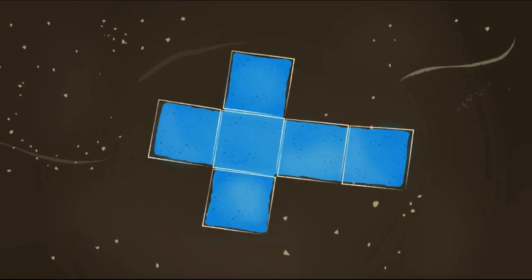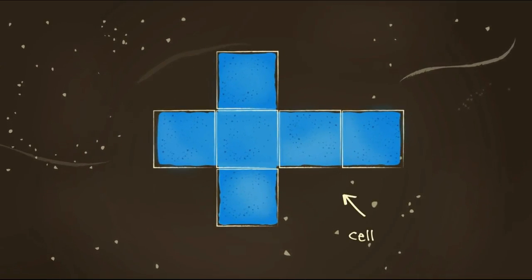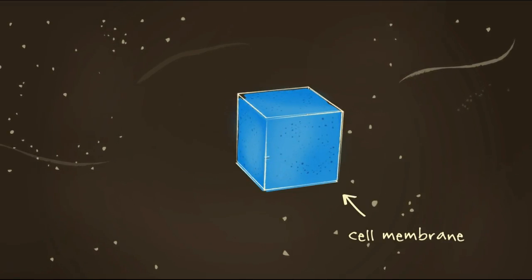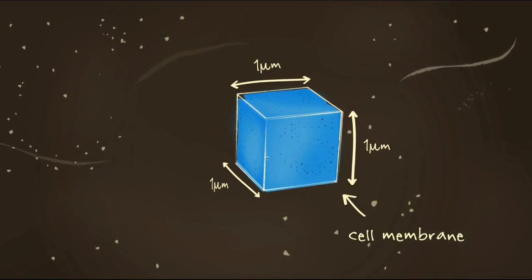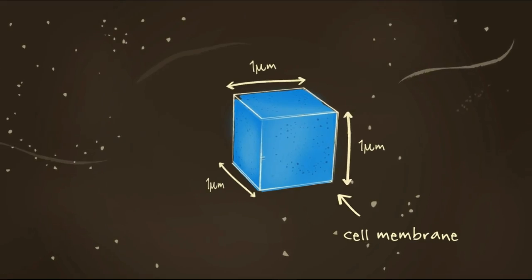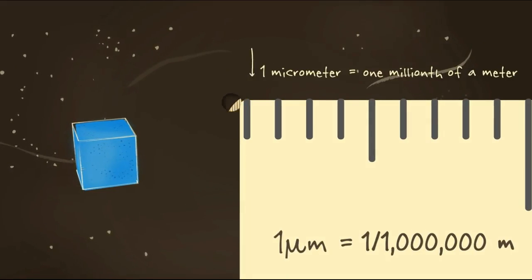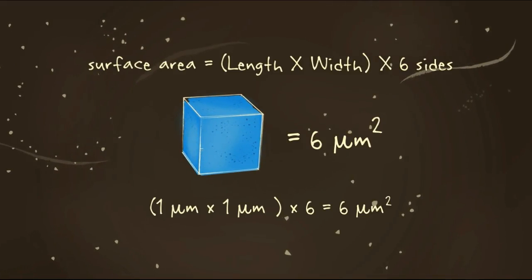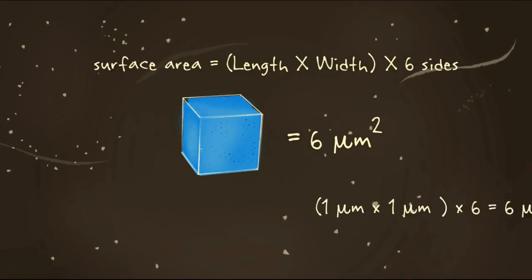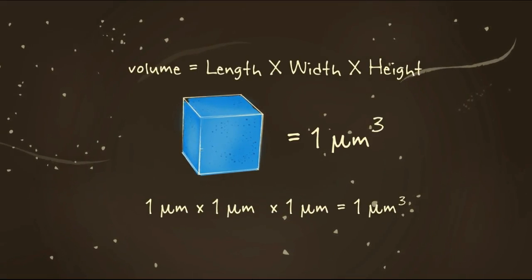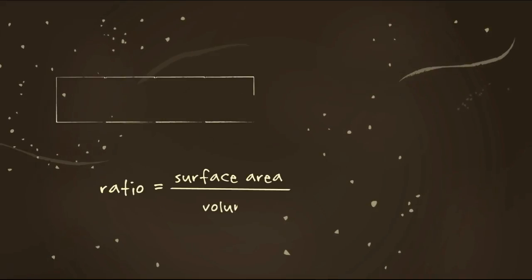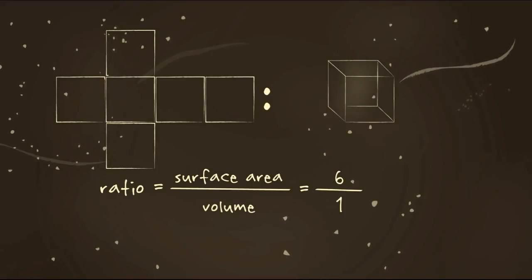A cube has 6 faces. These represent the cell membrane and make up its surface area. A cube measuring 1 micrometer on each side, that's 1/1,000,000th of a meter, would have a total surface area of 6 square micrometers. And its volume would be 1 cubic micrometer. This would give us 6 units of surface area for every single unit of volume, a 6-to-1 ratio.